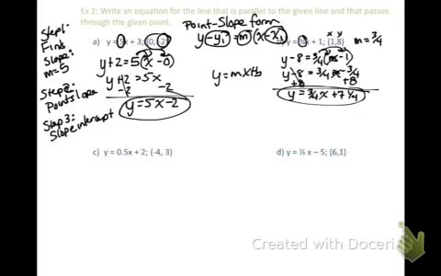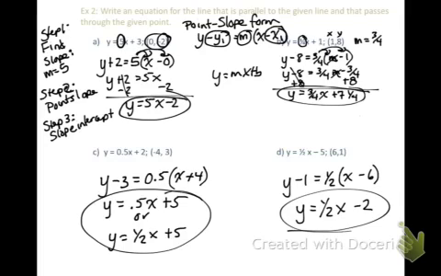Okay, I would like you to try C and D by yourself. Put me on pause and try it. Okay, so for C, I showed you what the point slope form would look like, and then I told you what slope intercept would look like. It's y equals 0.5x plus 5, or you could turn it into y equals 1/2 x plus 5.